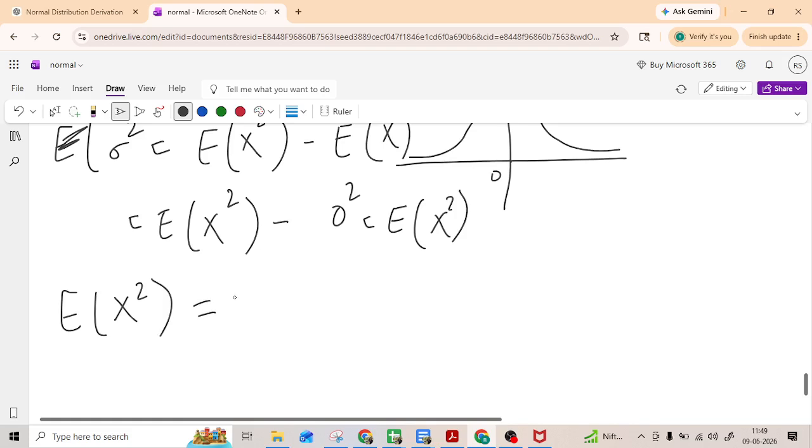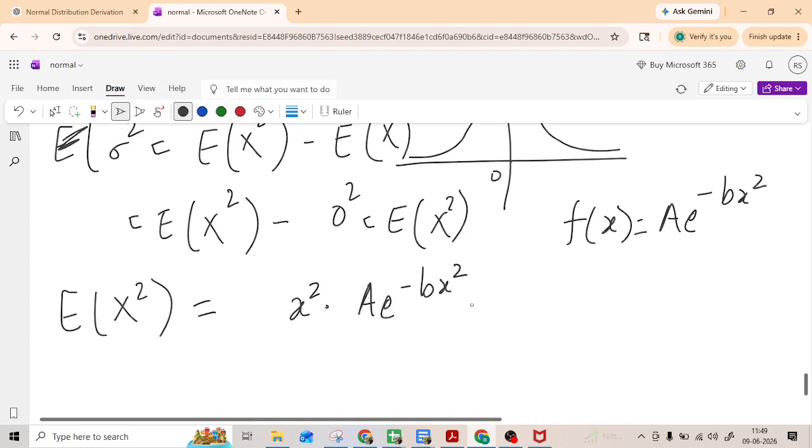E of x square, we already know that f(x) is this, a into e raised to the power minus bx square. So E of x square would be x square into f(x), which means x square into a raised to the power minus bx square dx, and then we would be integrating it from minus infinity to plus infinity.